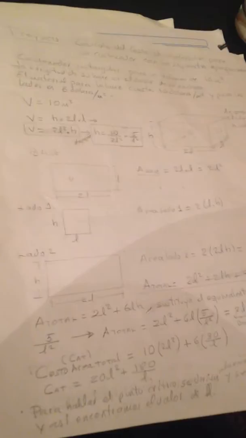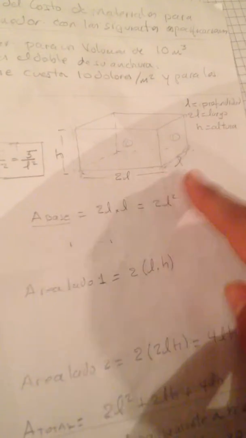So the idea of this problem is to find the cost of the base and the two sides. First, I identify the height, and the result for the height is 5 divided by L squared. So this is the equation. This is the first diagram, that is the height, base, and a side. These are the two sides, and this is the base.